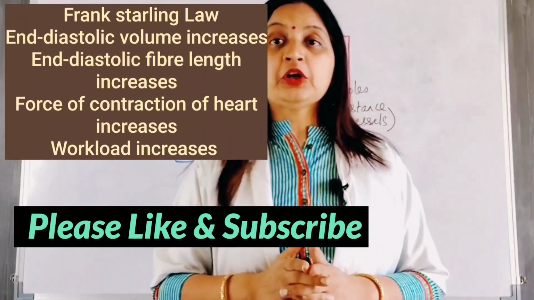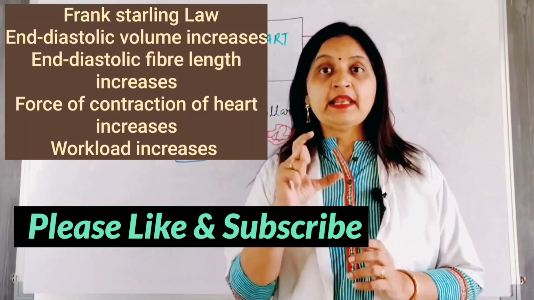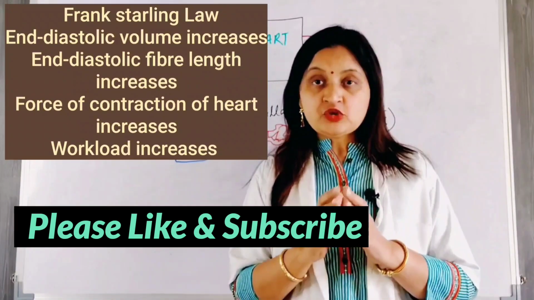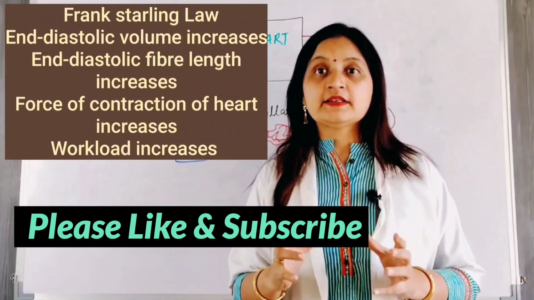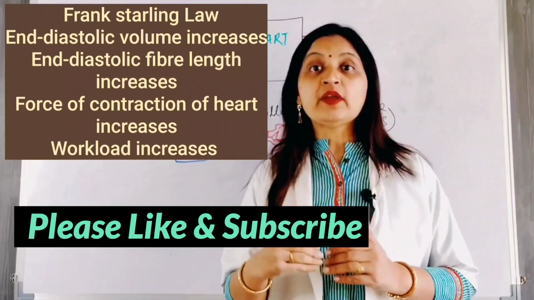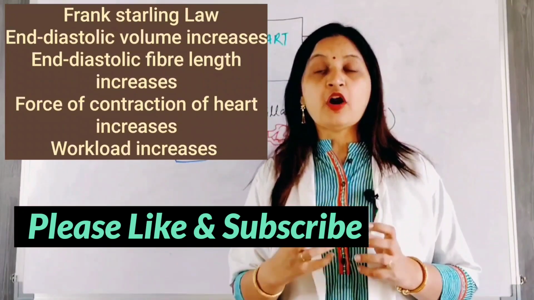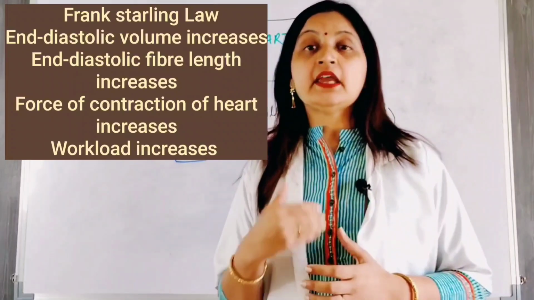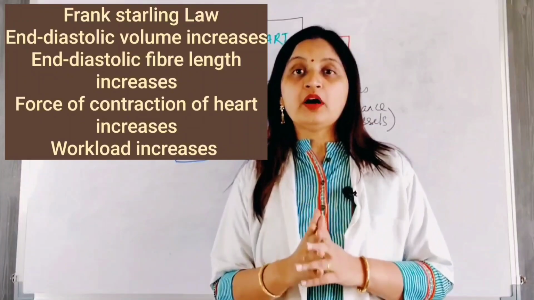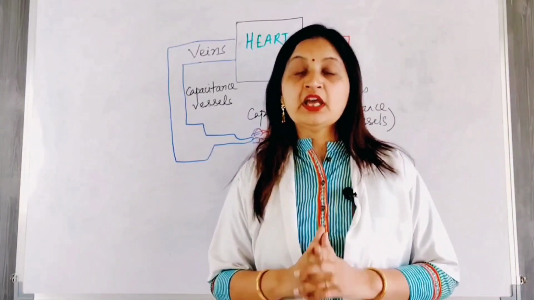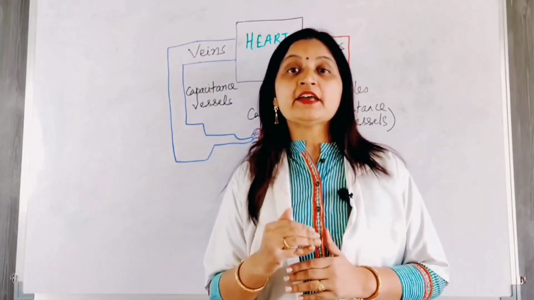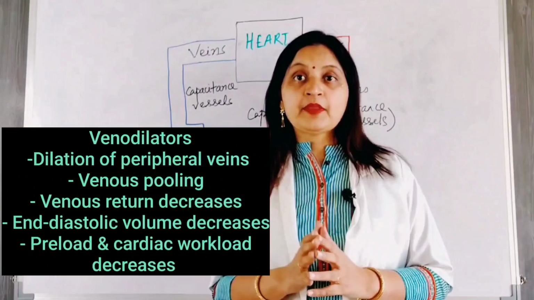According to Frank-Starling law, greater the end diastolic fiber length of the myocardium, greater is the force of contraction. So when the stretch of the myocardial fiber occurs, the length of the myocardial fiber increases, and this causes increased force of contraction. The heart contracts with a greater force, and this increases the workload on the heart. This increases the cardiac workload and contributes to preload. So end diastolic volume is equivalent to preload.